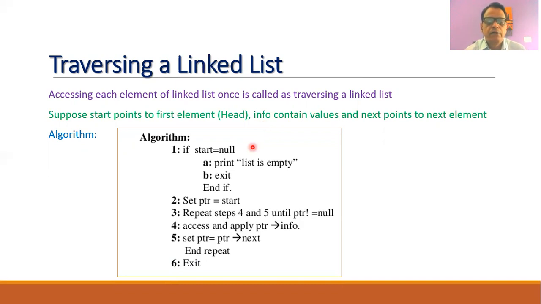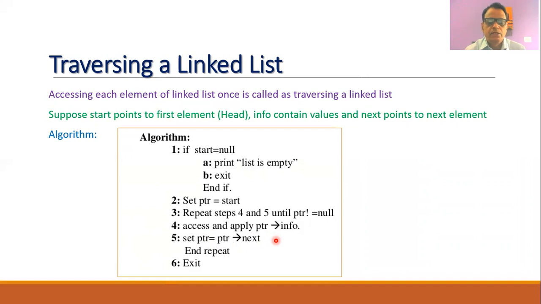Now, if the start is equal to null, then it means that the list is empty, and therefore we will exit the algorithm. Otherwise, we will set the pointer equal to start, and we will repeat steps 4 and 5 until the pointer value is equal to null. So we can access each and every element by using the pointer to access the info field, and then we will set the pointer to next, and then we will end the repeat. So in this loop, one can easily observe that we can access the different elements of the linked list.